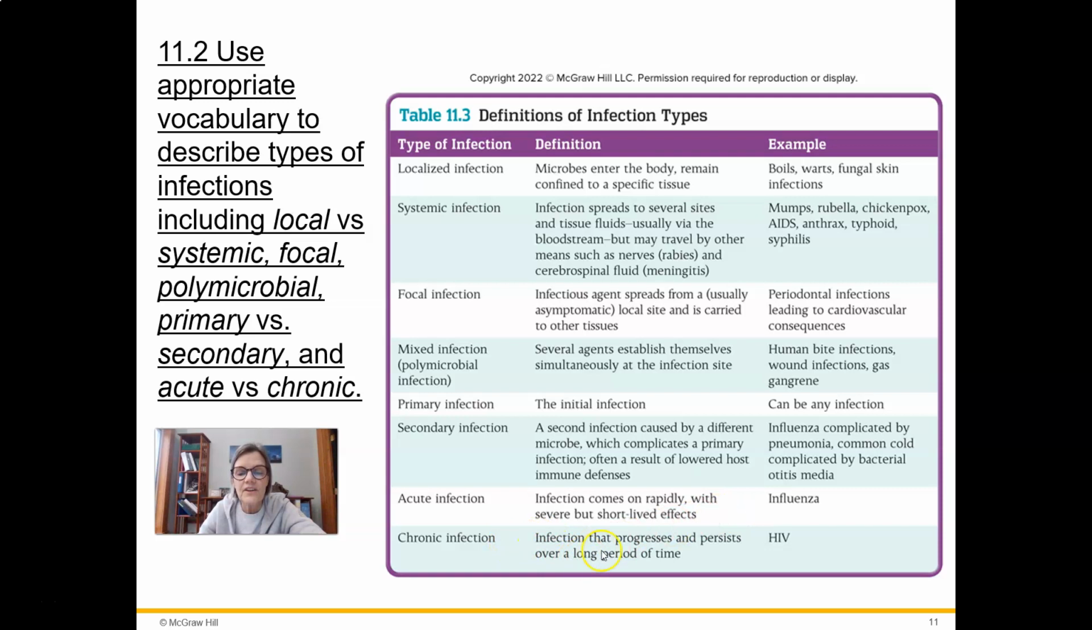Whereas a chronic infection is going to be one that progresses over a long period of time and won't go away without treatment. And even in that case might not go away. So HIV is a good example, but even syphilis is going to be a chronic infection unless it's treated. There's a lot of infectious disease that will become chronic if it's left untreated. But most of what we're familiar with are acute infections, the ones that come on fast and go away naturally.